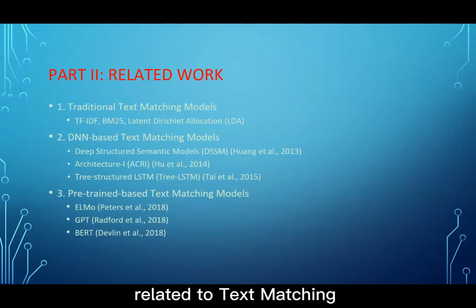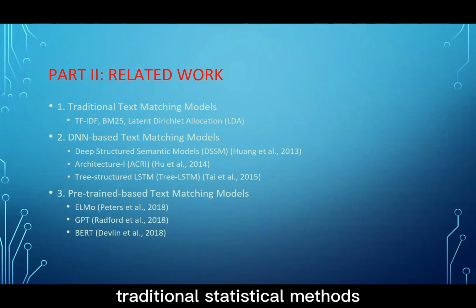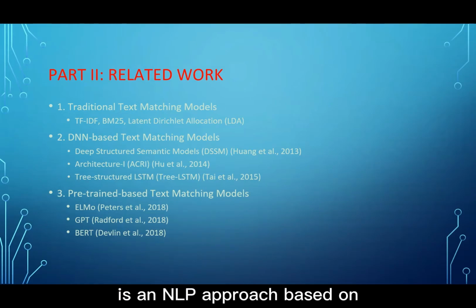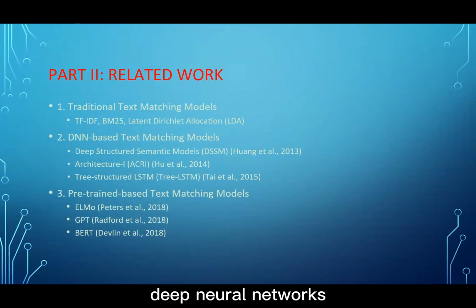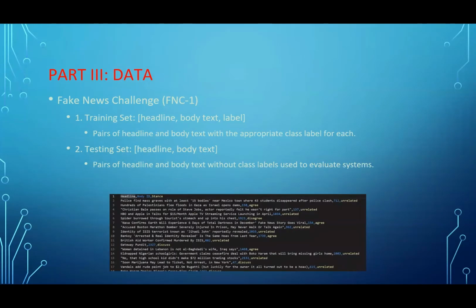The algorithms related to text matching can be divided into three main phases. The first stage is based on traditional statistical methods. The second stage is an NLP approach based on deep neural networks. And the third stage is a pre-trained neural network-based approach.